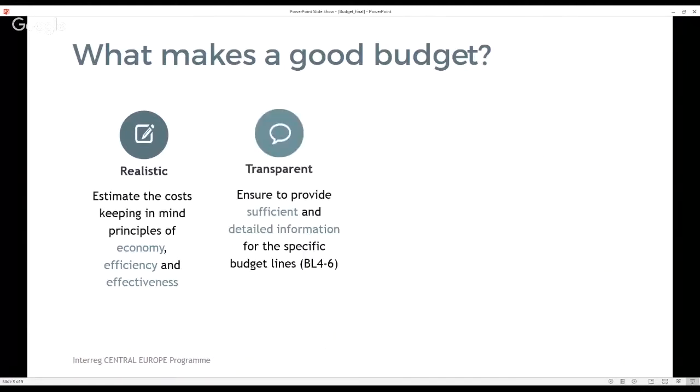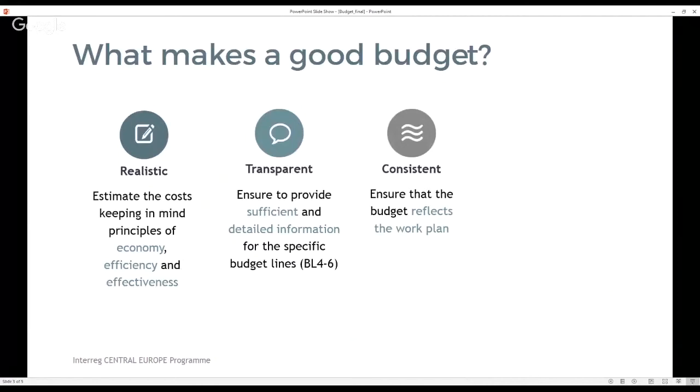Secondly, the project budget should be transparent in all its parts. Partners have to ensure to provide sufficient and detailed information for specific budget lines: budget line 4, external expertise and services, budget line 5, equipment expenditure, and budget line 6, infrastructure and works expenditure. More information about all budget lines will be provided in a separate webinar.